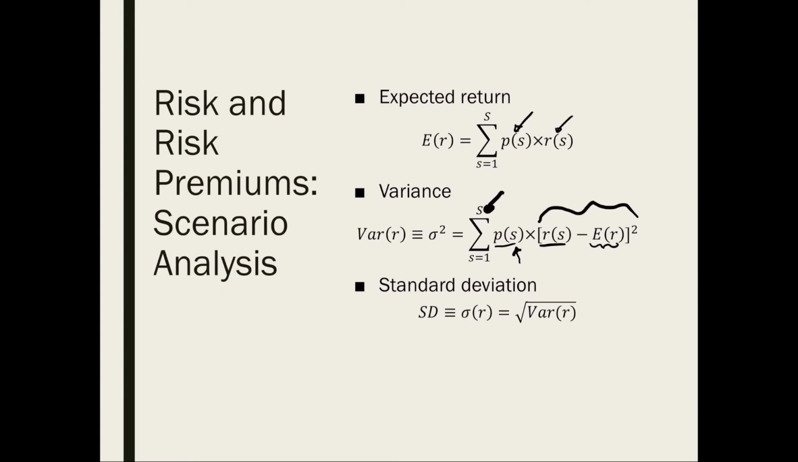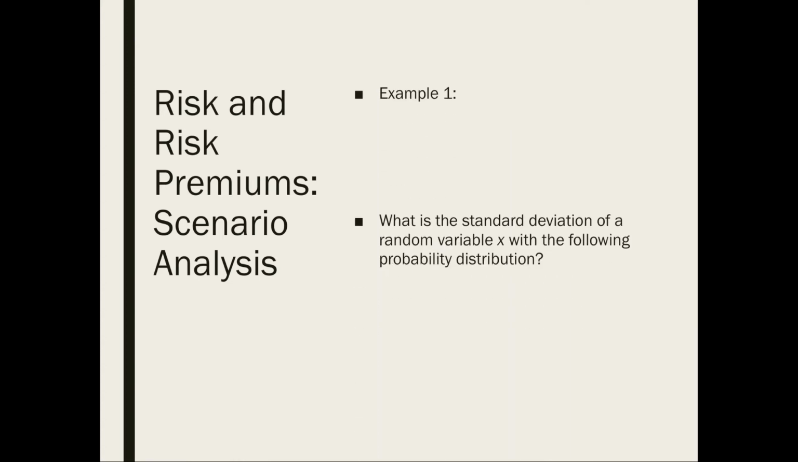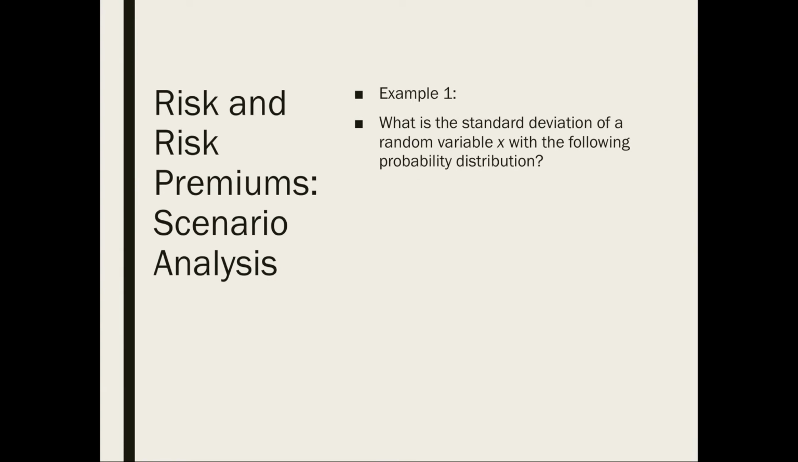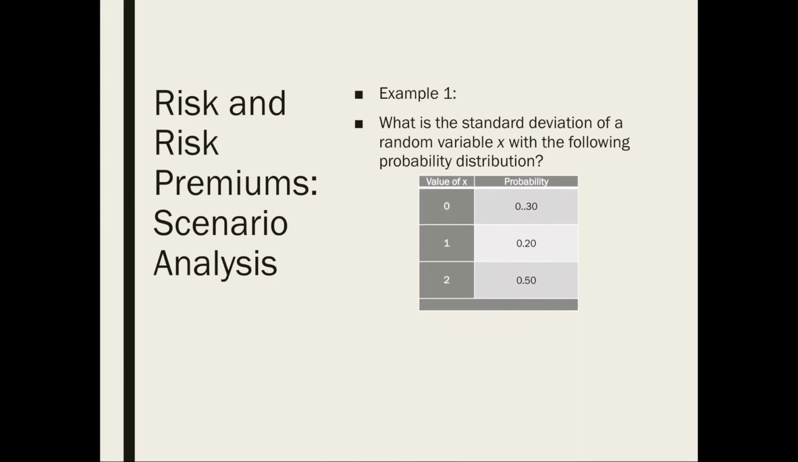So, verbally stating what's going on here, let's go ahead and go through an example. In example number 1, what is the standard deviation of the following random variable x with the following probability distribution? The value of x could be 0, 1, or 2. The probability that it is 0 is 0.30, so 30% probability, 20% probability that the value is 1, and 50% probability that the value is 2.